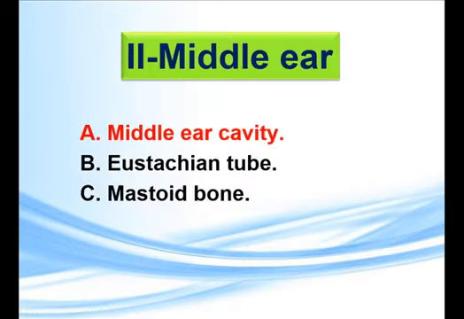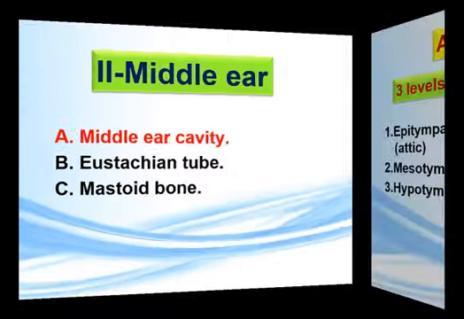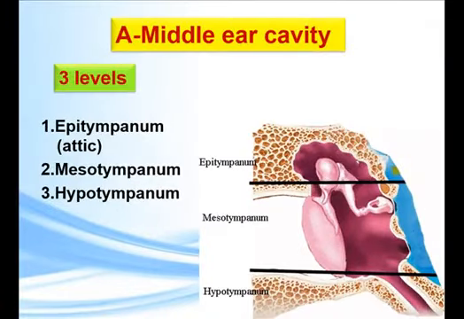Now we can reach the middle ear. What is the middle ear? It is also composed of three parts: the middle ear cavity, the Eustachian tube, and the mastoid bone. Let's come to the first part, the middle ear cavity.